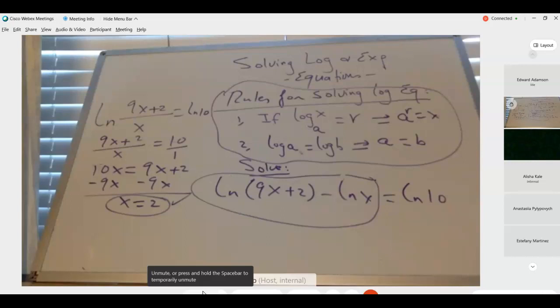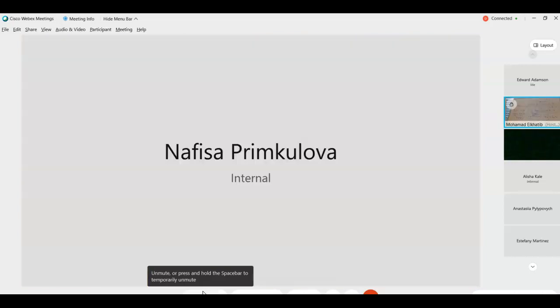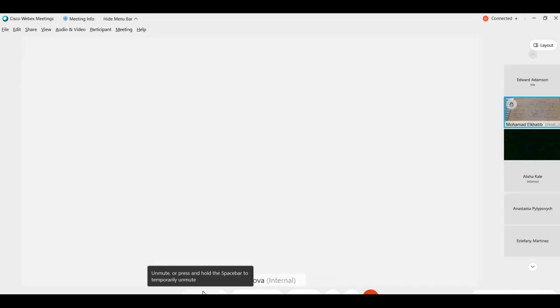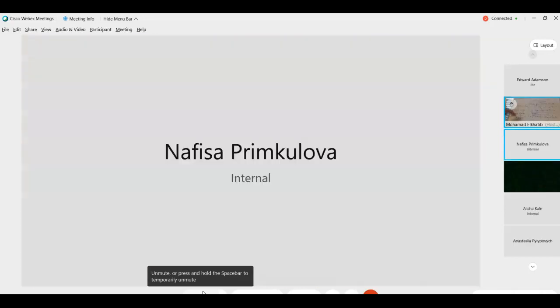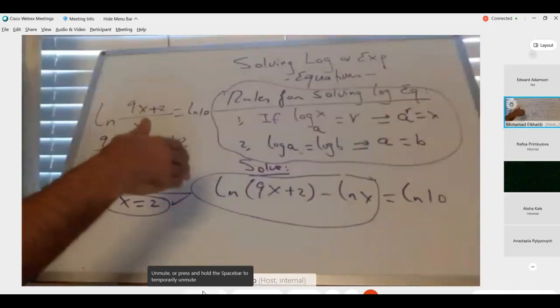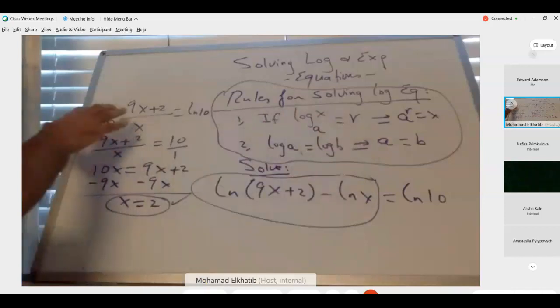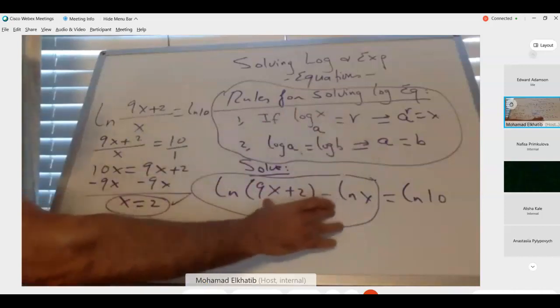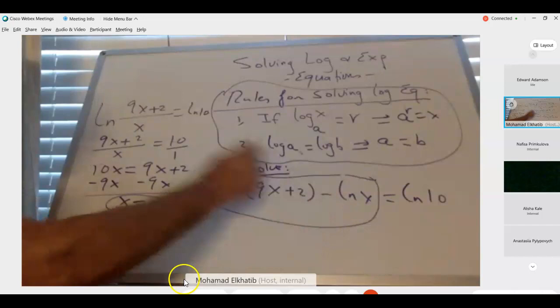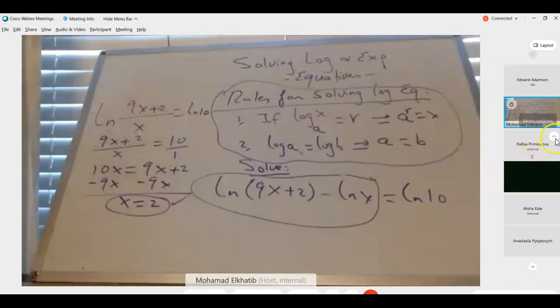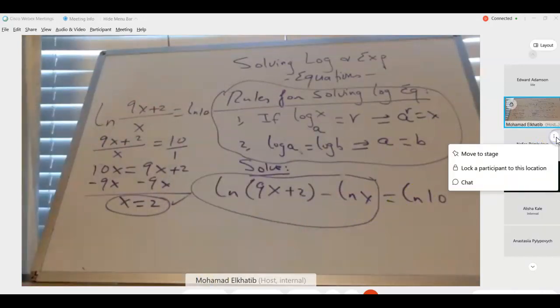His last example was first rule or second? Second rule. But I have to make it look like the second rule because the second rule says log A equals log B. Here I have two logs equals log, so I have to make it only one log here. Since it's subtraction, I make it division so that way I can make it one single log.